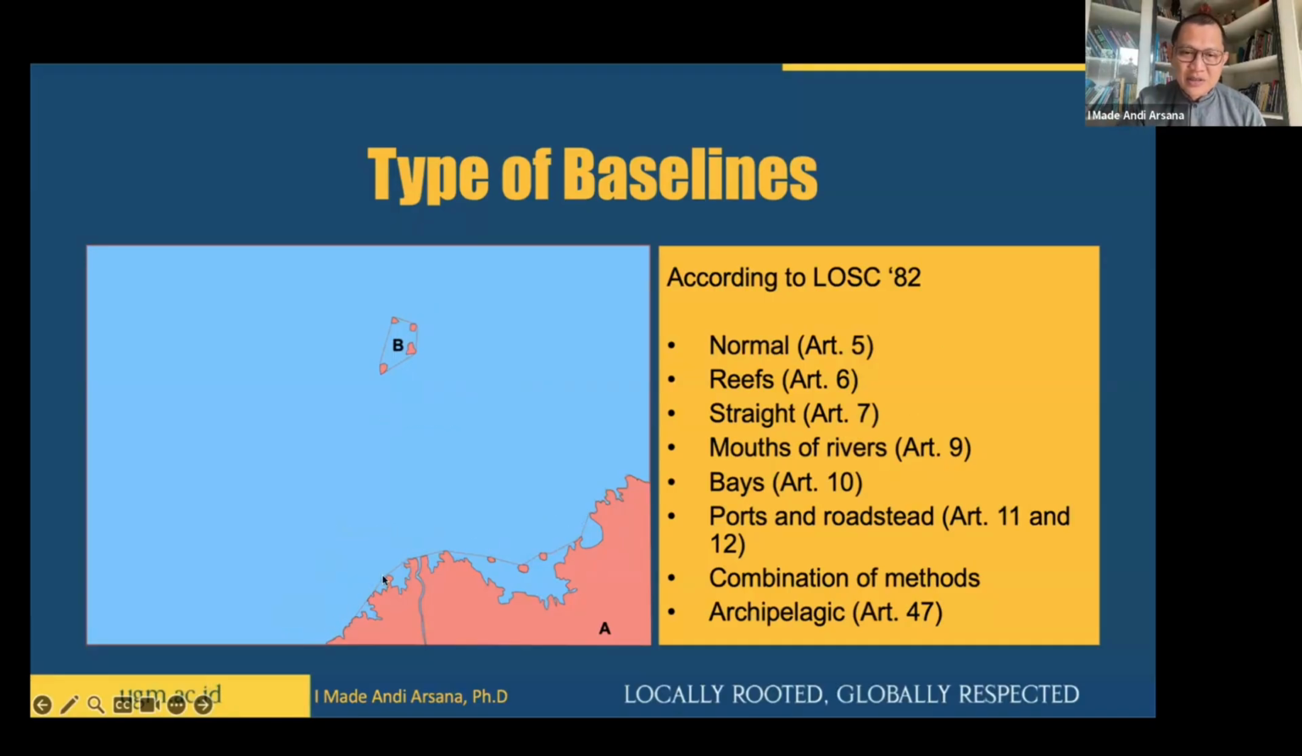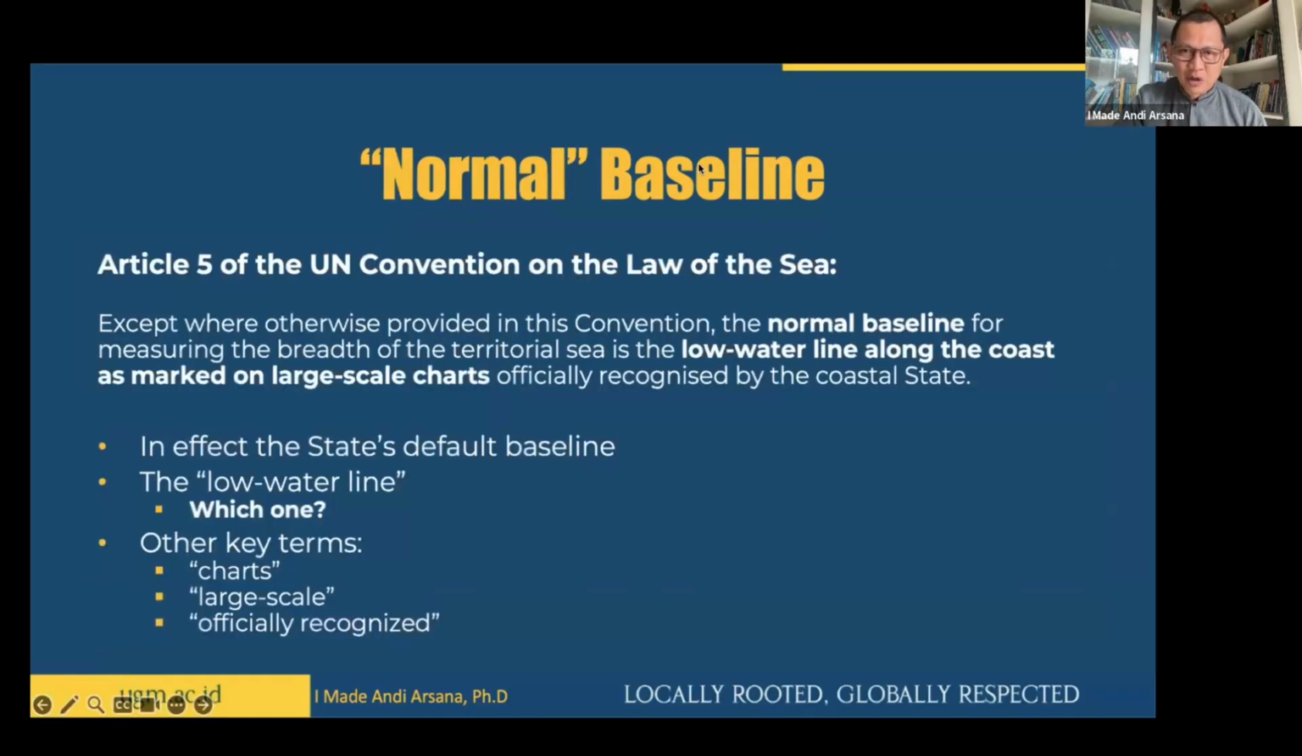So now imagine this is the baseline. Okay, from the baseline, this country can start to measure its territorial sea, looking like that, which is 12 nautical miles measured from the baseline. Now, normal baseline. So Article 5 of the United Nations Convention on the Law of the Sea said that normal baseline is basically the line following the shape of the coast during the low water.